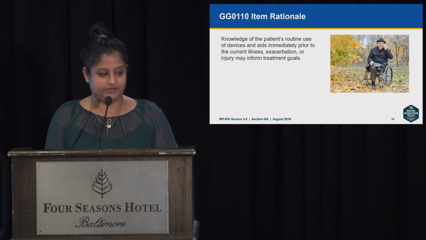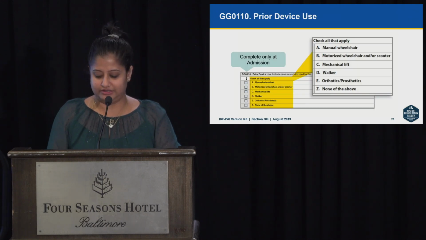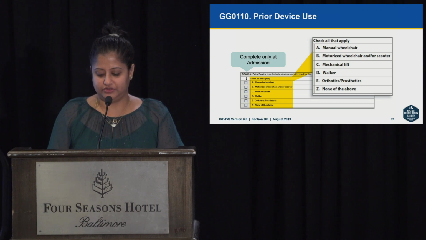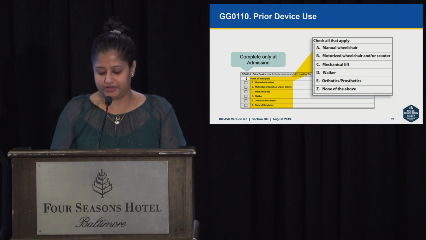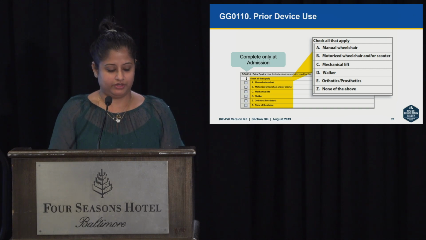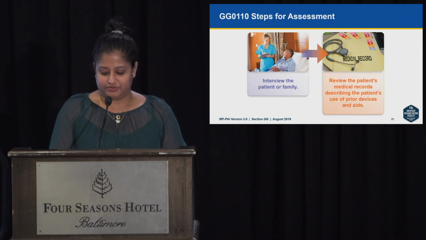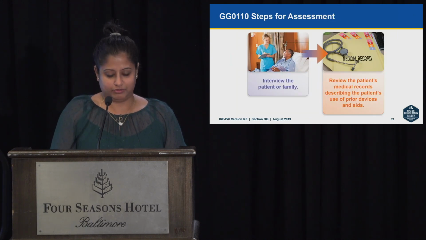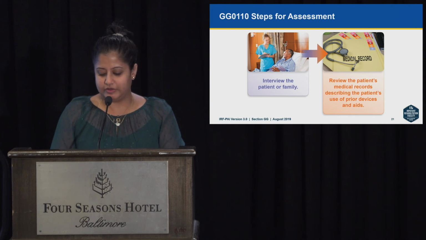So for prior device use, we have a limited list here of mobility devices, and they are manual wheelchair, motorized wheelchair and or scooter, mechanical lift, walker, orthotics or prosthetics, or Z, none of the above. And the steps for assessment, again, interviewing the patient and the family, reviewing the patient's medical records, describing the patient's use of prior devices and aids.